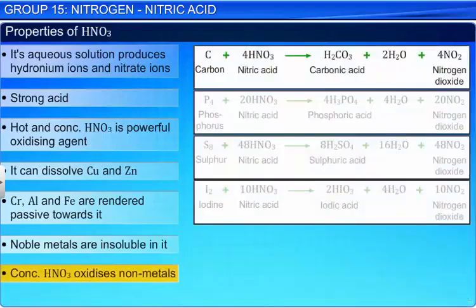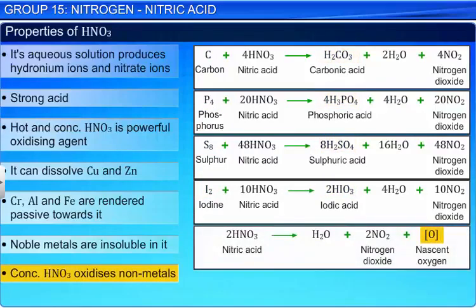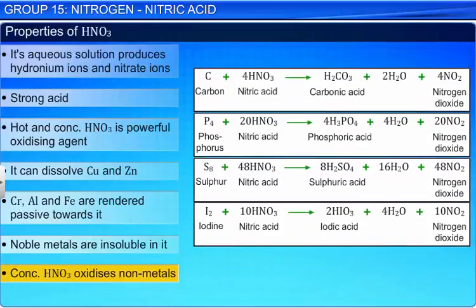Concentrated nitric acid oxidizes nonmetals such as carbon, phosphorus, sulfur, and iodine to their corresponding higher oxo acids. The nascent oxygen produced from the dissociation of nitric acid oxidizes these nonmetals. You can see from the balanced equations that carbon is oxidized to carbonic acid, phosphorus to phosphoric acid, sulfur to sulfuric acid, and iodine to iodic acid.